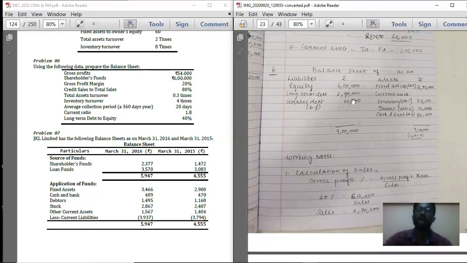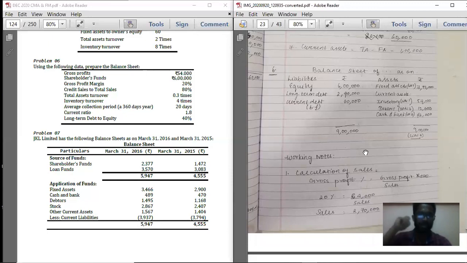Now come to the answers. Come to the notes. Problem number 6. Balance sheet of dot dot as on dot dot, because they haven't mentioned anything. Below that, divide the page into two parts: left hand side liabilities and amount, right hand side assets and amount.